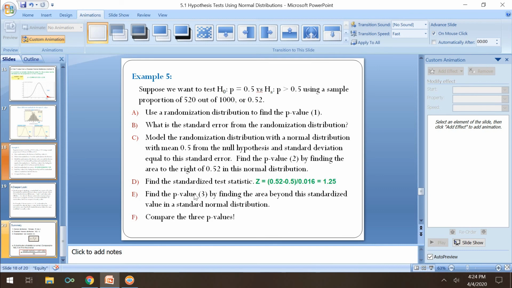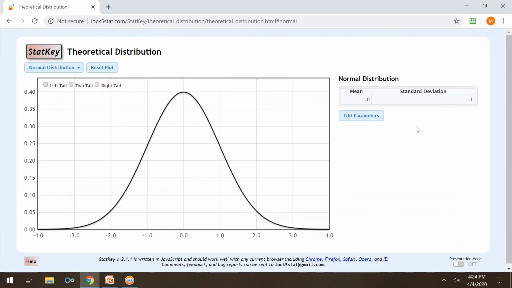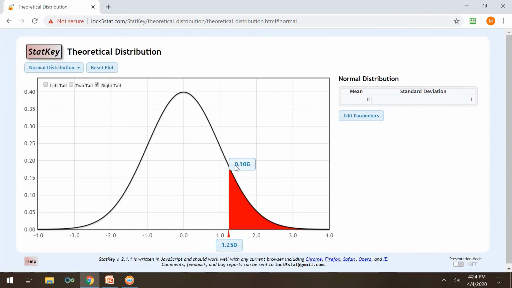After finding the Z, find the P using the standard normal distribution. So let's do this. Remember, for the standard normal distribution, we keep the mean 0 and the standard deviation 1. So we keep them here, and we only enter the Z-scores. This is a right tail, and the Z-score is, let me get it again, 1.25. So this is my cutoff, 1.25. If I plug in this Z-score, I should get a very similar p-value, which I did. The p-value is about 0.1.